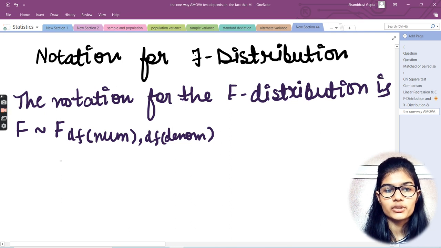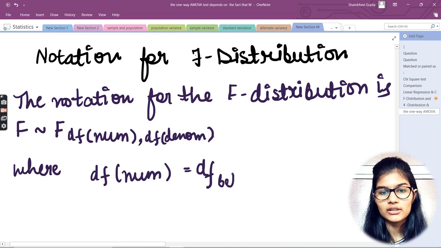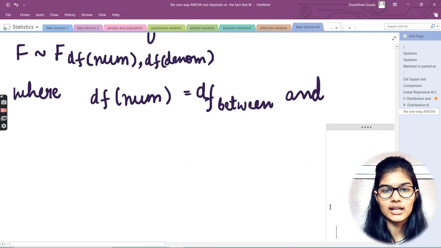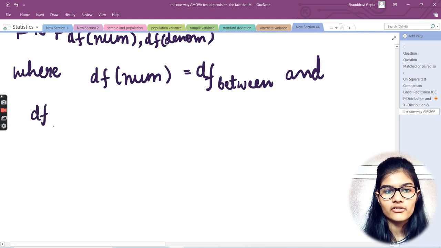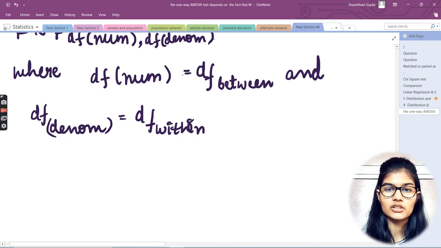Now, what do these particular things stand for? So let's start writing here: DF num, degrees of freedom numerator, is equal to DF between. And what about the denominator? DF denom, D-E-N-O-M, that is the degrees of freedom denominator, is equal to DF within. Within is the other type. Remember, we dealt with between and within both, right? In that similar case, DF num is equal to DF between, and DF denom is equal to DF within. Okay, now.